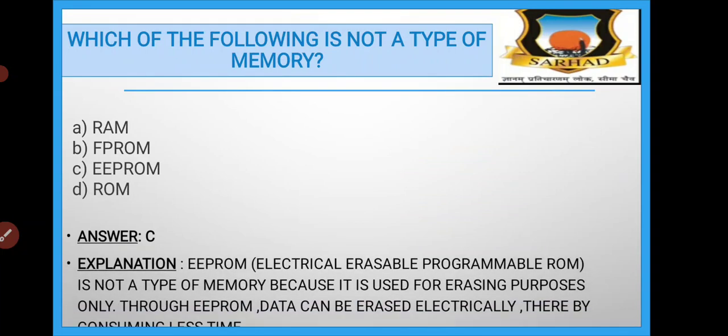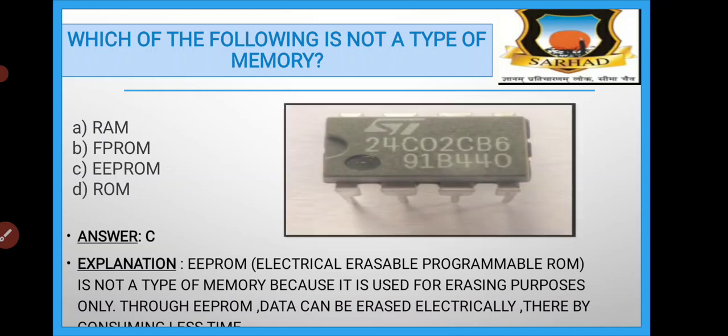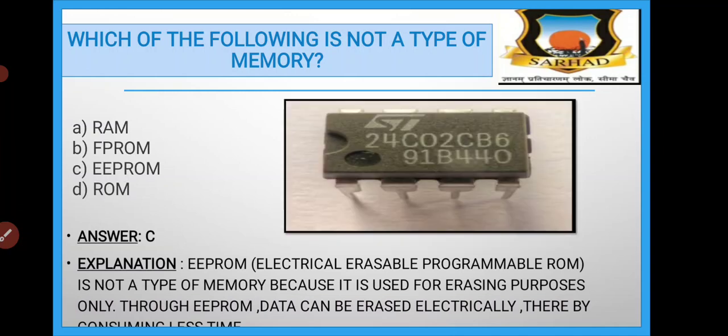The EEPROM, electrically erasable programmable ROM, is not a type of memory here because it is used for erasing purposes only. Through the EEPROM, data can be erased electrically, consuming less time. That's why we can say that EEPROM is only useful for the erasing purpose, and that's why it is not a type of memory. So option C is correct. This is the image for the EEPROM.